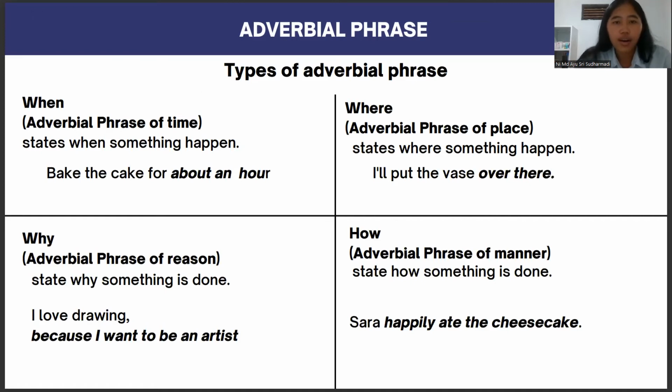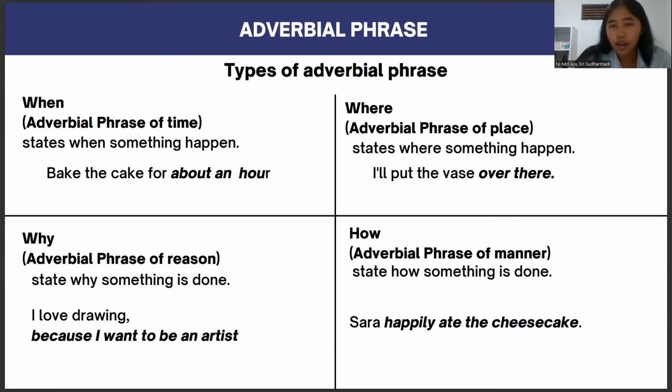And these are the types of adverbial phrase. For the first, we have adverbial phrase of time. This states when something happened. For example, bake the cake for about an hour. And then adverbial phrase of reason. This states why something is done. For example, I love drawing because I want to be an artist.